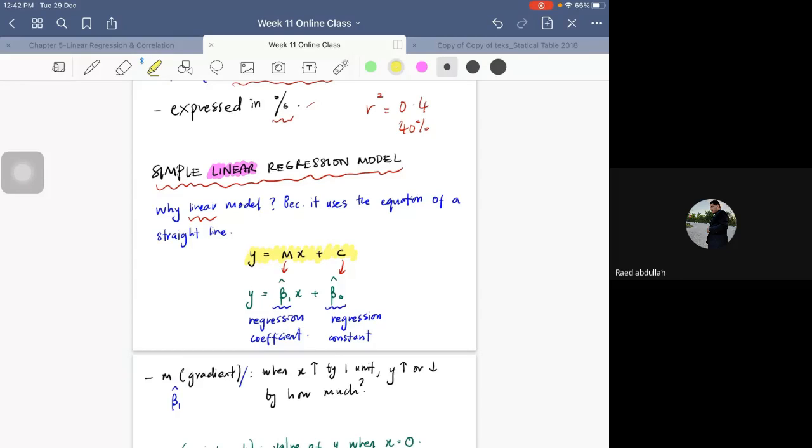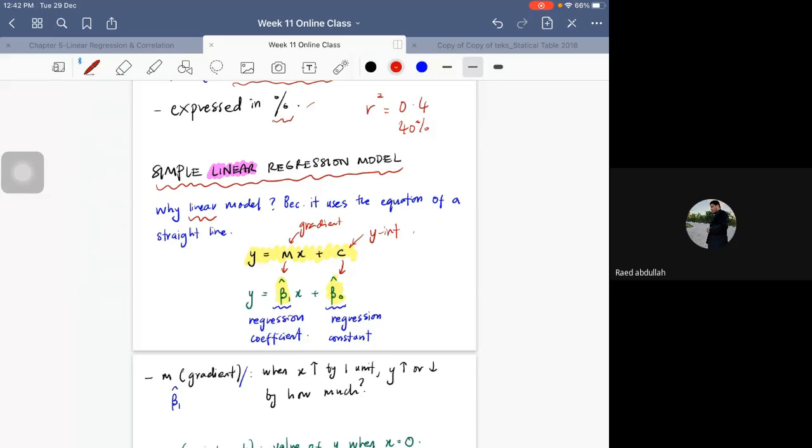But instead of using m, where m stands for gradient, keturunan in Malay, we use a new notation called beta 1. Beta 1 is called the regression coefficient. And instead of using c, we use beta naught. Beta naught is called the regression constant. As mentioned just now, m is the gradient, and c is the y-intercept.